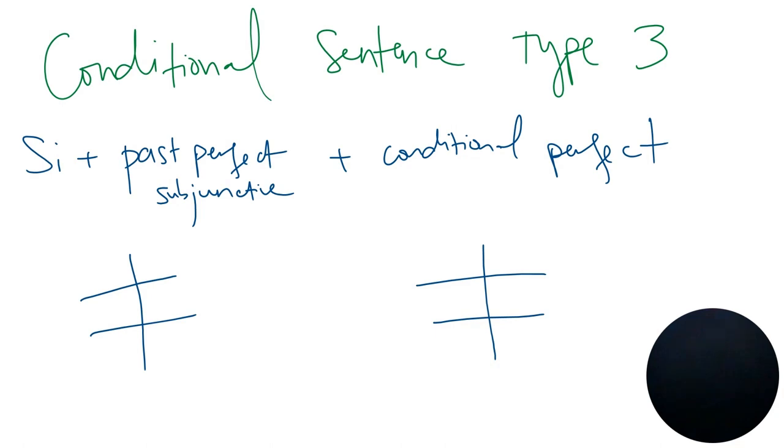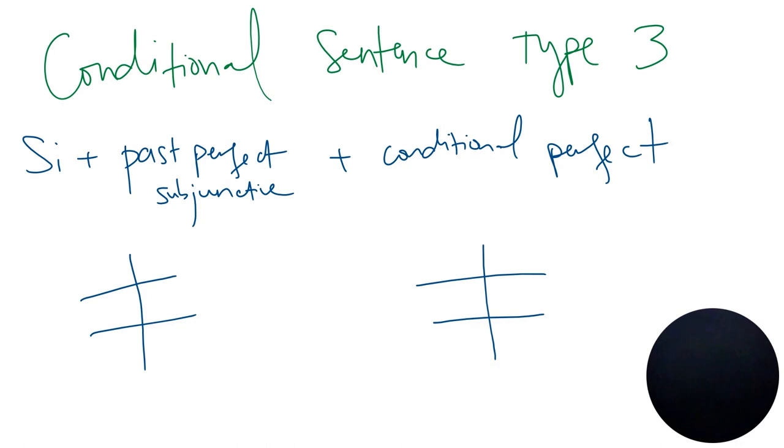Okay, we're going to be talking about conditional sentences. There's three types of conditional sentences. You're actually going to learn type 1 and 2 at a later date. Right now we're learning type 3, which is out of order. Sorry, that's just how it's going. Okay, so si plus past perfect subjunctive plus conditional perfect. Conditional perfect is what we just learned.